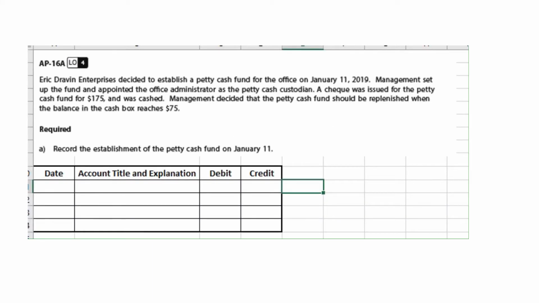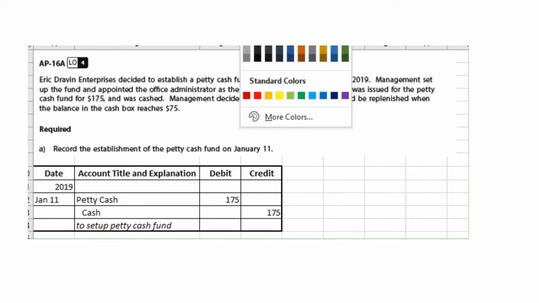All right, this company, Eric Driving Enterprises, wants to establish a petty cash fund as of January 11th, 2019. They set up the fund, appointed the office admin to be the custodian, and issued a check for 175. So we need to create a journal entry for that initial transaction.